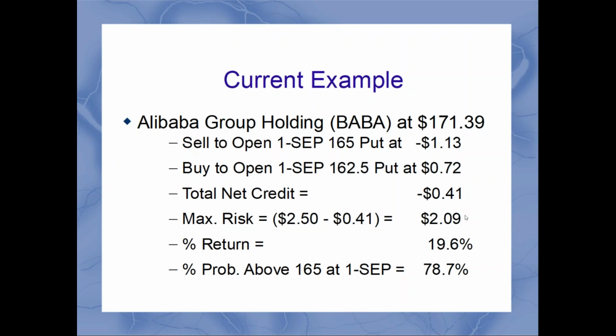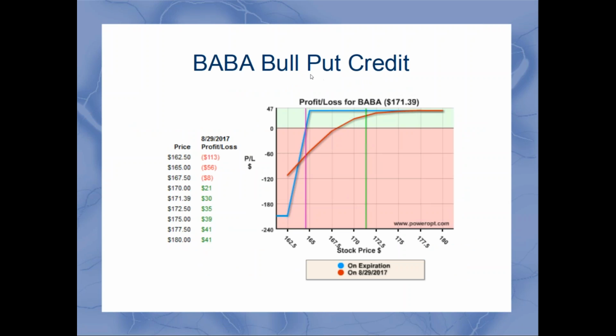Now the theoretical probability that Alibaba will remain above 165 on September 1st expiration, 10 days away, is 78.7%. All right. Here is the profit and loss chart for the BABA position. This is not a recommendation or suggestion directly. It did come up on our default bull put weekly search that we have, but this here is this as well.